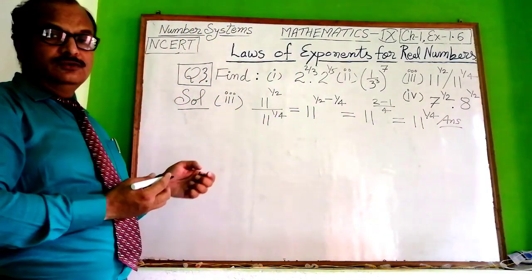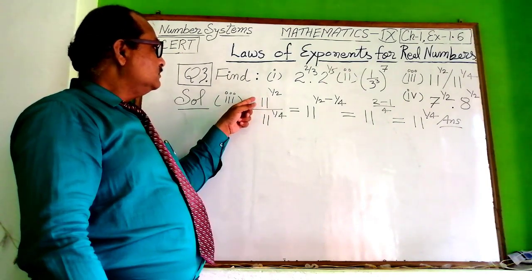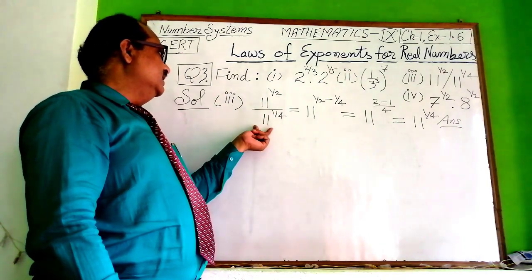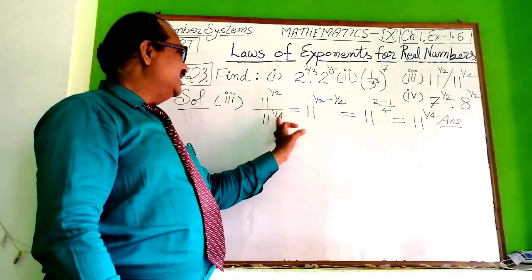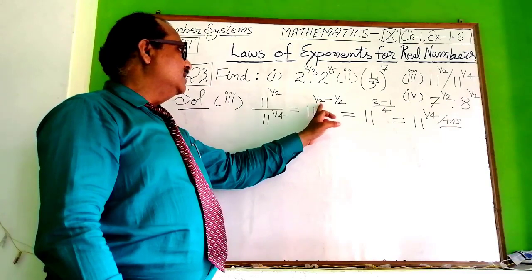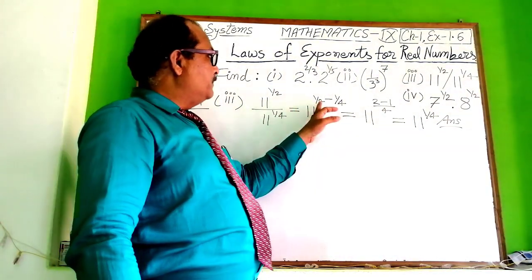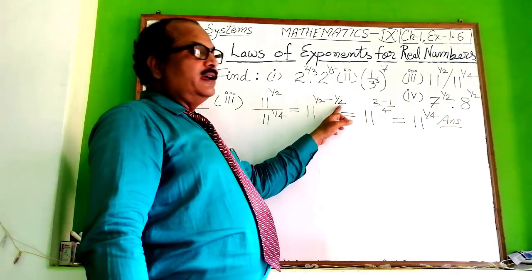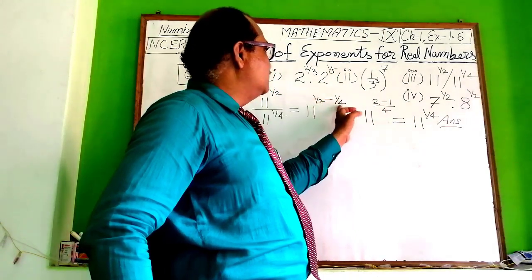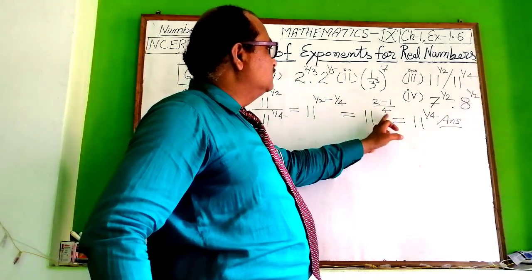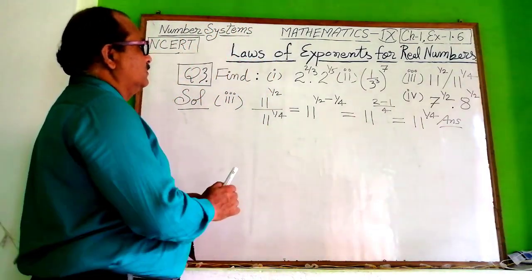Which rule have I applied here? a to the power m divided by a to the power n. So base will remain same, here m minus n, because m is greater than n. Now simplifying these fractions, subtracting, we will get the answer 11 raised to the power 1 upon 4.